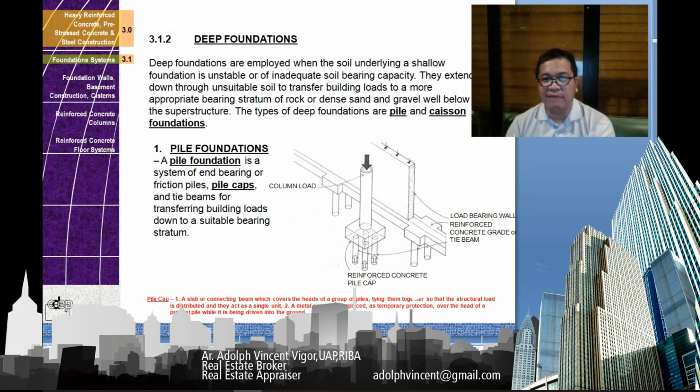So the types of deep foundations are pile and caisson foundations. So this is an example of a pile foundation here. This is the column load. A pile foundation is a system of end bearing or friction piles, okay, pile caps, and tie beams for transferring building loads down to a suitable bearing stratum. Okay, so this one here.